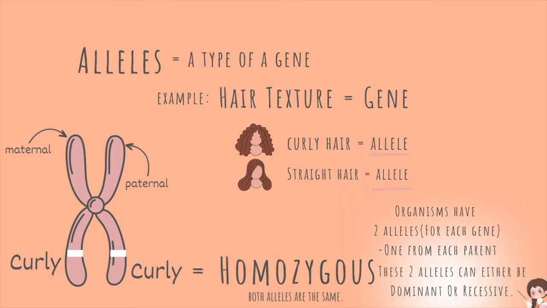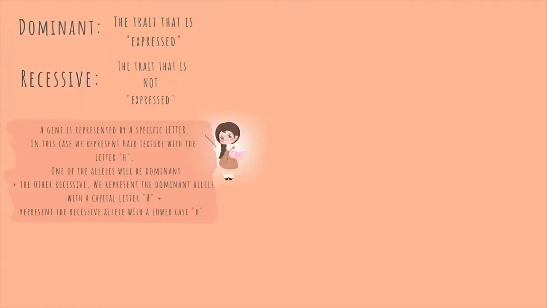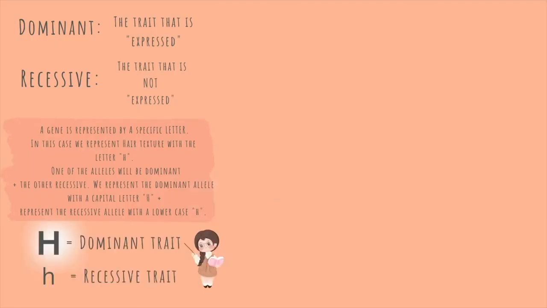These two alleles can either be dominant or recessive. Dominant is the trait that is expressed, and recessive is the trait that is not expressed. In other words, dominant is manifested and recessive is hidden. A gene is represented by a specific letter. In this case, we represent hair texture with the letter H. One of the alleles will be dominant and the other will be recessive. We represent the dominant allele with a capital H, and we represent the recessive allele with a lowercase h.